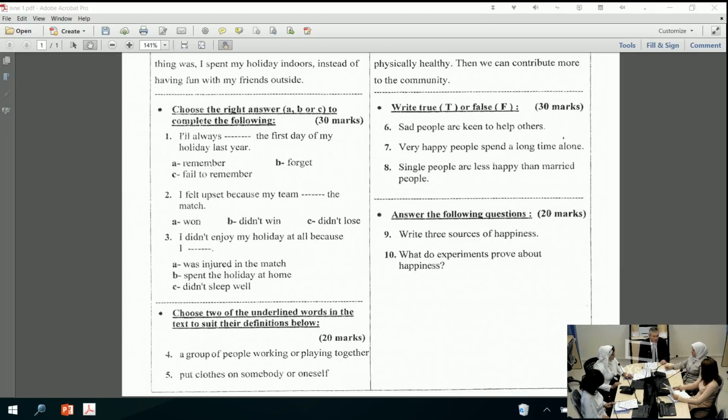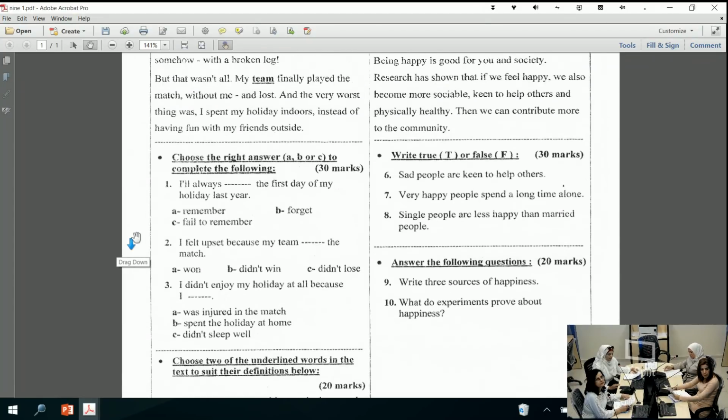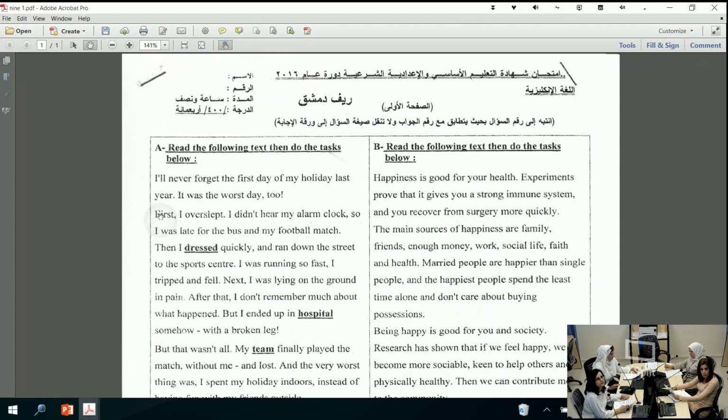Miss Hana, you read number 5. Put clothes on somebody or oneself. It means dress. So to put clothes on means to dress. Now, Miss Faiz is going to read the following text.